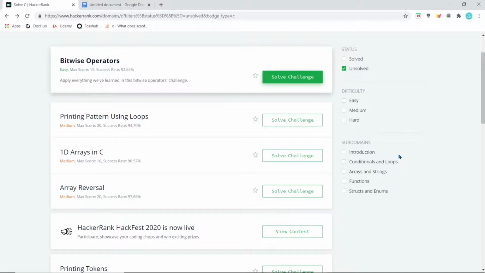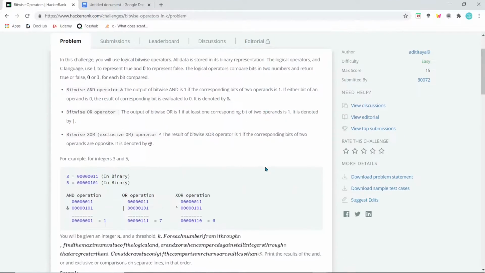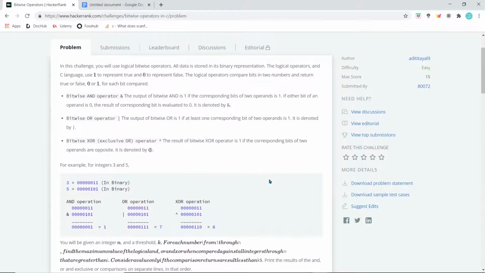Okay guys, so today we will be solving bitwise operators. Let's start. Now the author of this problem is Aditi Dayal. The difficulty level is easy. The maximum score is 15 and it has been submitted by around 80,072 people.